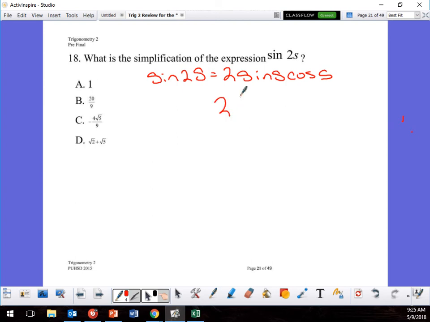So it's going to be 2. Now, what was the sine of S? 2 over 3. What was cosine S? Like that?